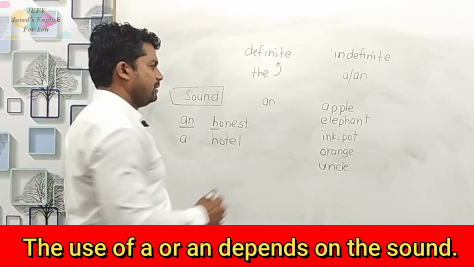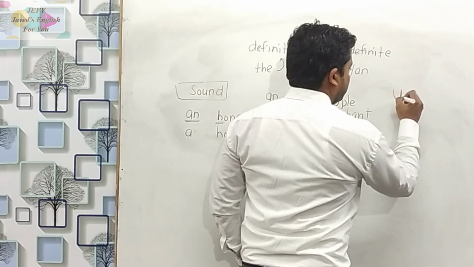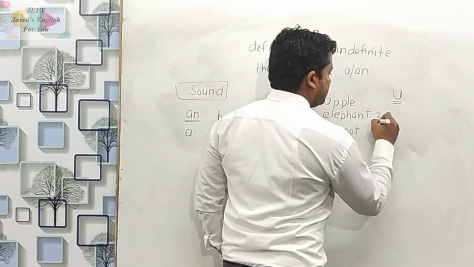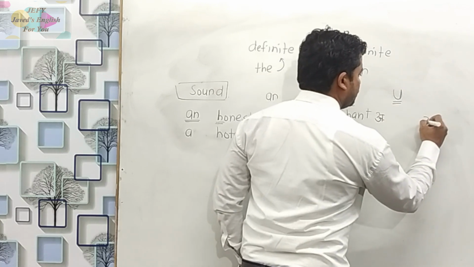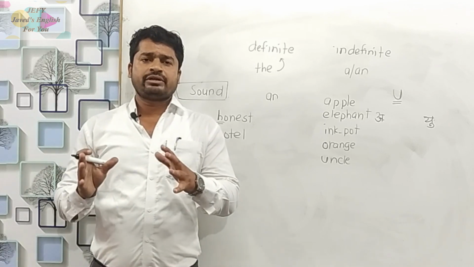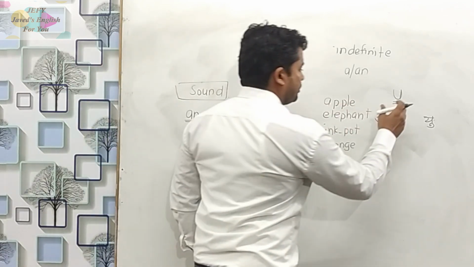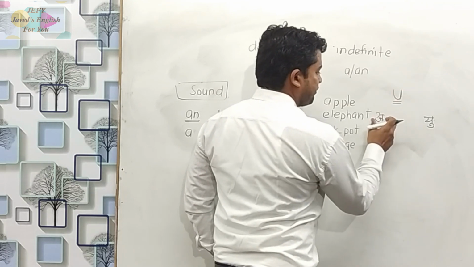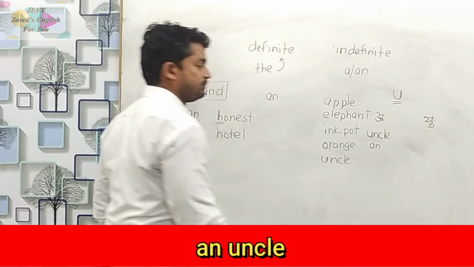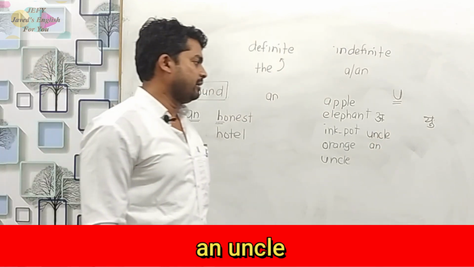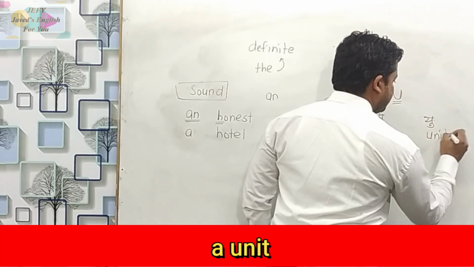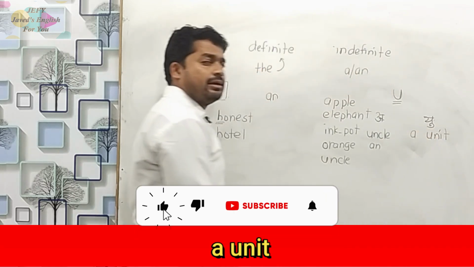Another example, this letter, it's a bit confusing. It has two sounds, a and u. This letter in the English language has two different sounds, a and u. So if it has a sound of a, like uncle, we can use an uncle in this way. But if it has a sound of u, like unit, we have to say a unit. Do you get my point?